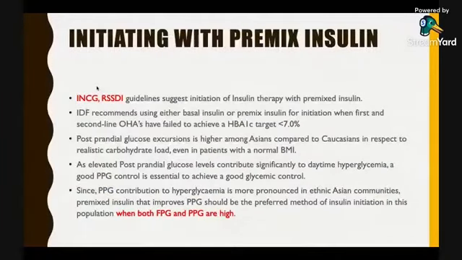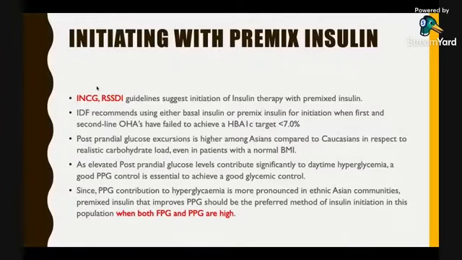Now, initiating with premix insulin. Indian guidelines suggest the initiation of insulin therapy with the premix insulin, as well as you can use basal insulin also for some of our patients, but Indian guidelines are more free with the use of premix insulin. And if you look at the IDF, they also suggest using either a basal or a premix insulin if the OHAs have failed to achieve an HbA1c target of less than 7%. And postprandial contribution to hyperglycemia is more pronounced in the ethnic Asian communities. Premixed insulin that improves the postprandial should be the preferred method of insulin initiation in this population when both FPG and postprandial are high.